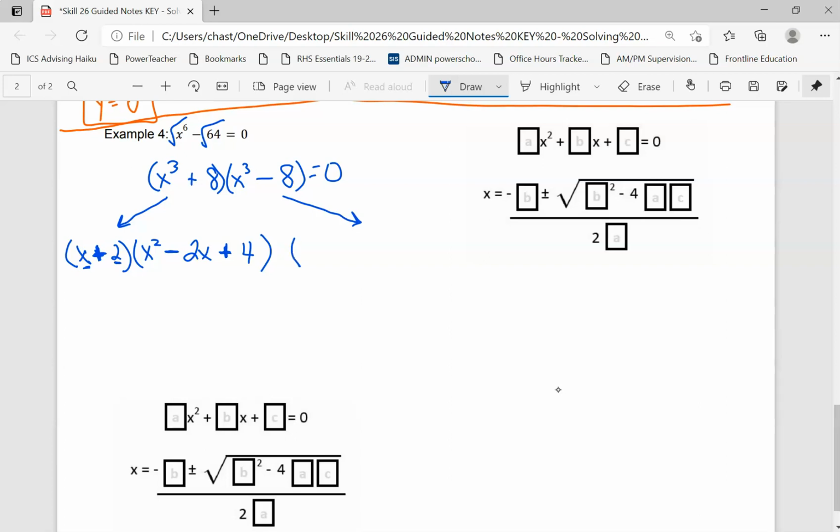Now I'm going to go to the other one here, x cubed minus 8, so we know x cubed, the cube root is x. Cube root of 8 is 2. Have a minus sign. X squared goes here. 2 squared, which is 4, goes here. 2x in the middle. If this is minus, then this is plus, and this one will always be plus. Okay, so I've done all the factoring now.